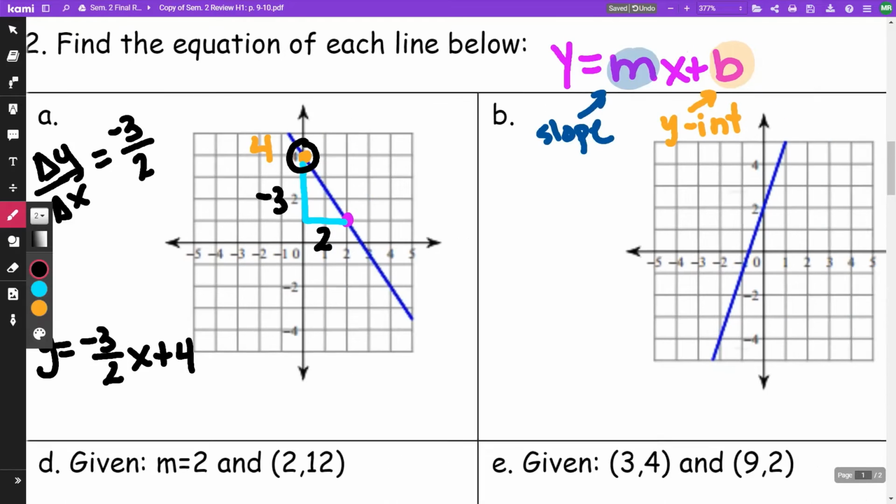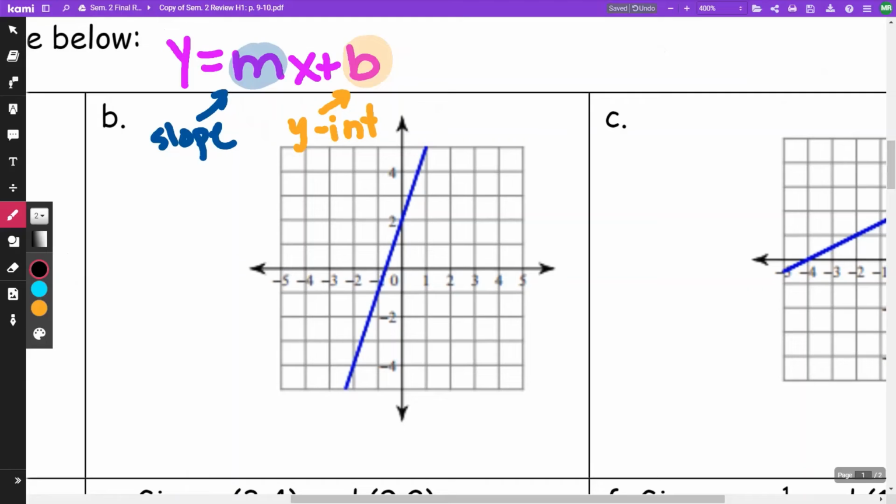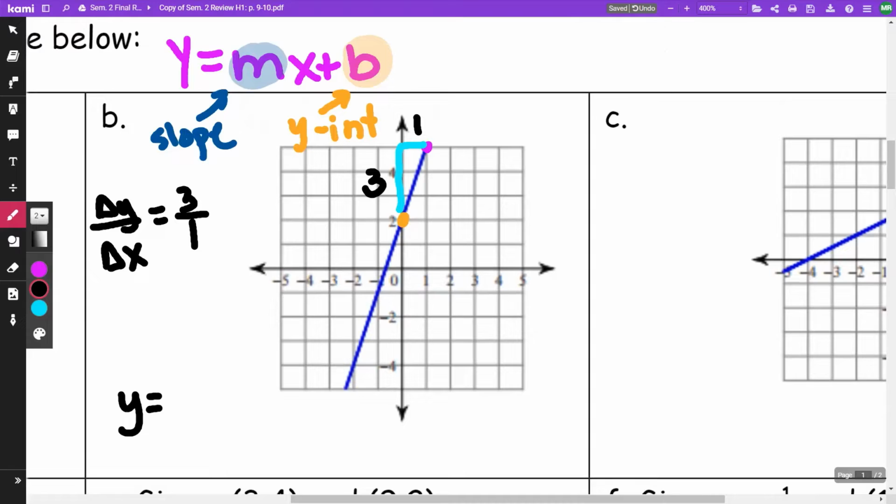On B, our y-intercept is 2. This is an increasing line. So if I'm looking for another point, this looks like a nice point here. I am going to be going up 1, 2, 3 over 1. So positive 3 over 1. So again, change of y over change of x. My change of y is 3. My change of x is 1. So my equation is going to be y equal 3 over 1, or just plain old 3x, plus my y-intercept, which is 2.